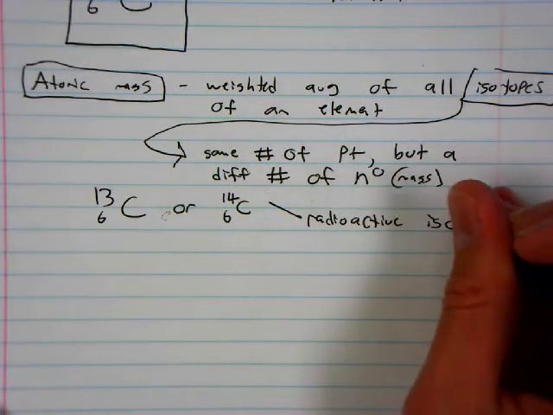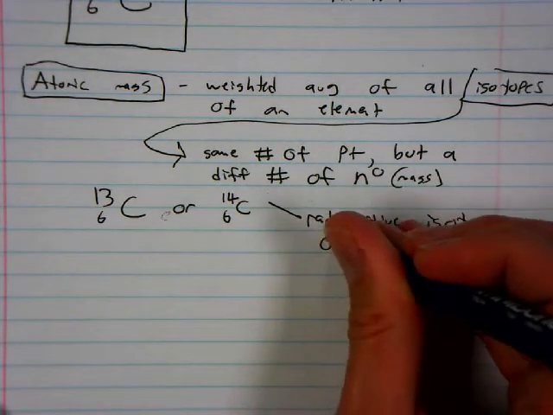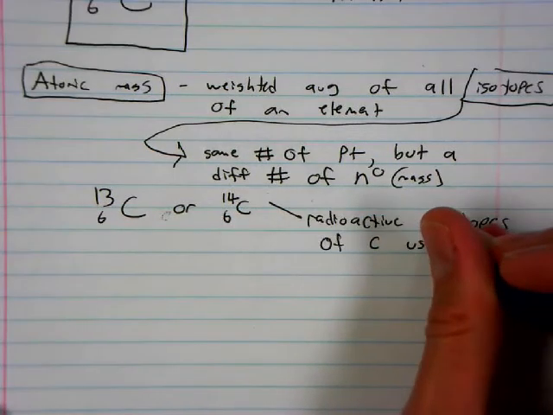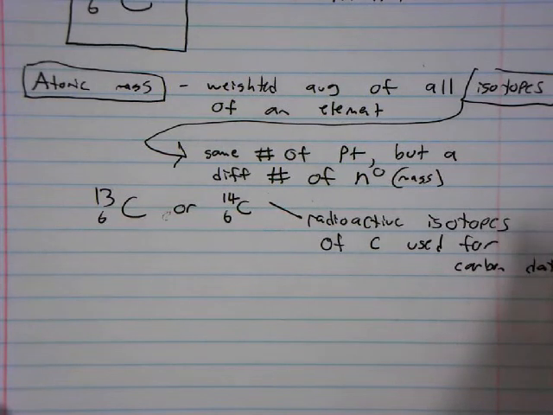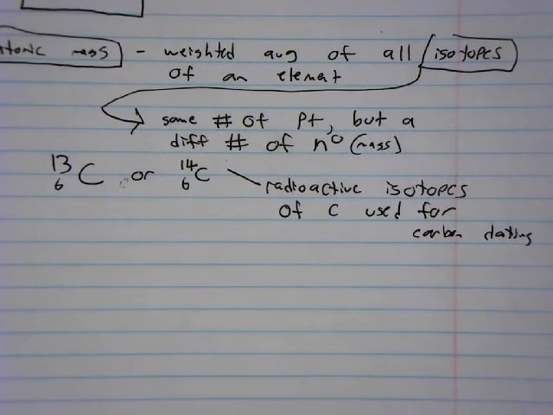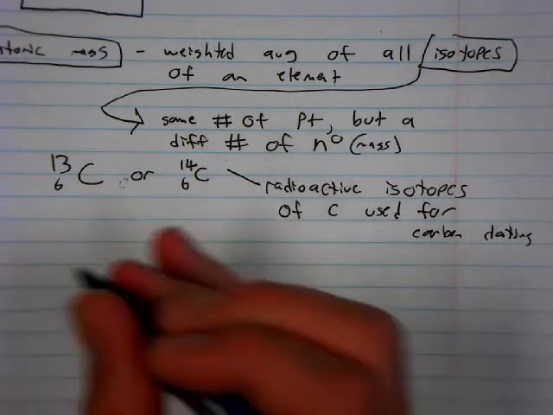or carbon-14. These are radioactive isotopes of carbon, mostly used for carbon dating. So to tell how old something is, you'll use carbon-13 or carbon-14. Carbon-14. When am I going to talk about mass spectroscopy? That's a good question.